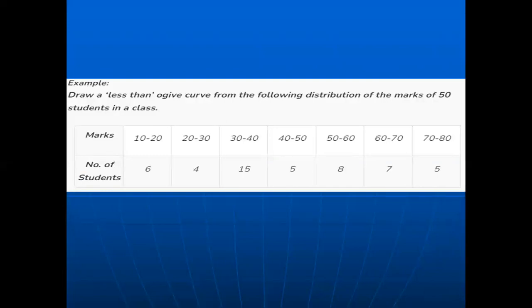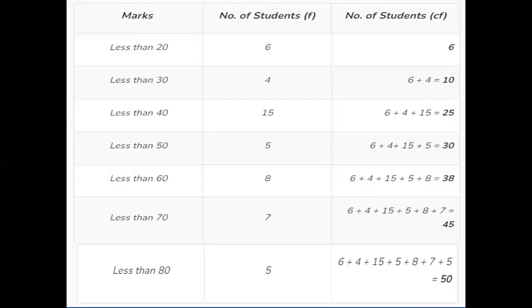Here is a problem. Draw a less than Ogive curve, or less than cumulative frequency curve, from the following distribution of marks of 50 students in the class. Class intervals are 10 to 20, 20 to 30, 30 to 40, 40 to 50, 50 to 60, 60 to 70, 70 to 80. The number of students are 6, 4, 15, 5, 8, 7 and 5. Now we have to calculate cumulative frequencies. It will be 6, 10, 25, 30, 38, 45 and 50.